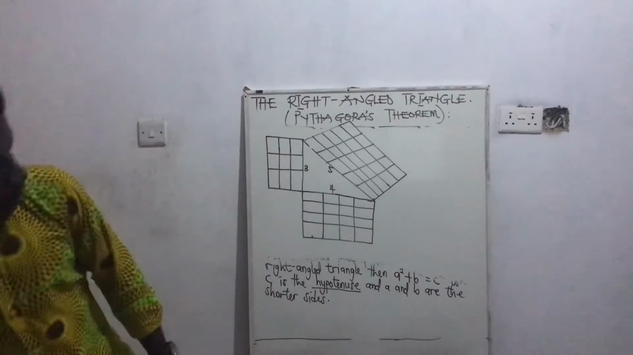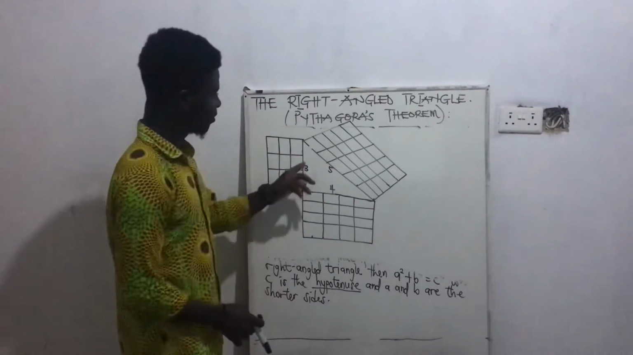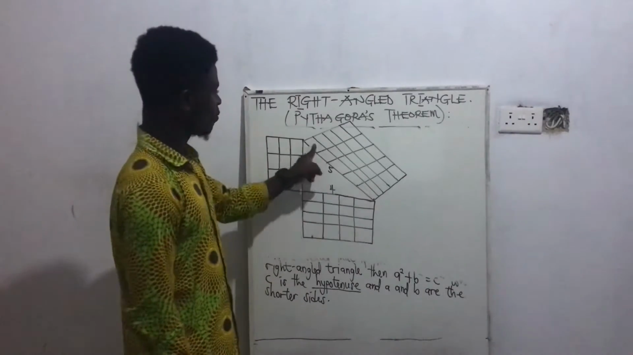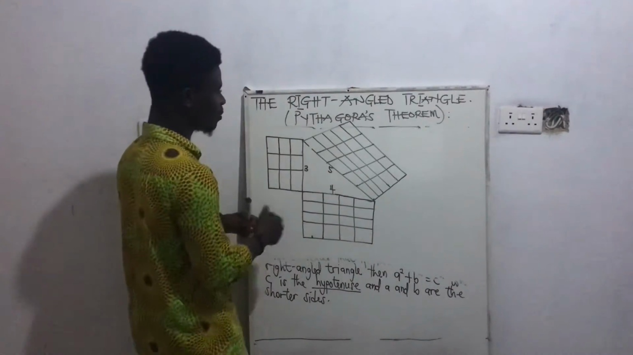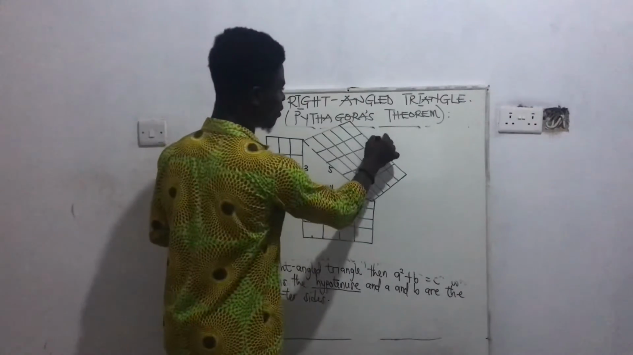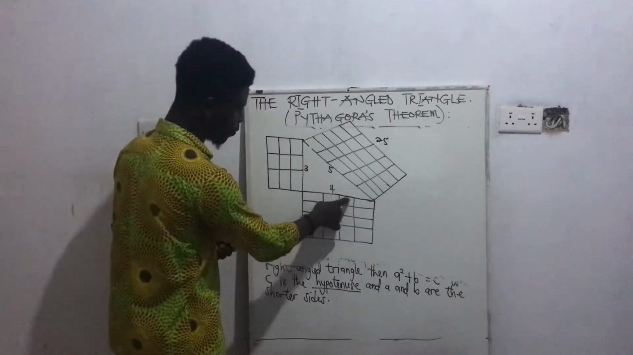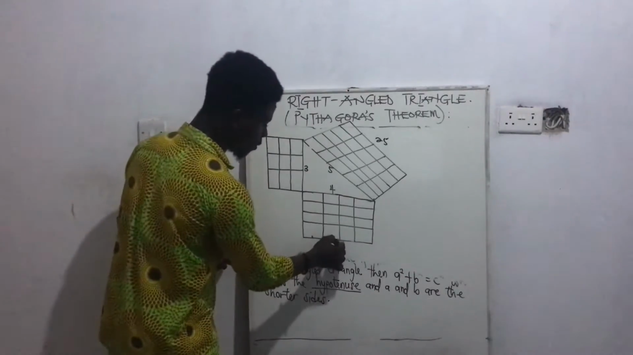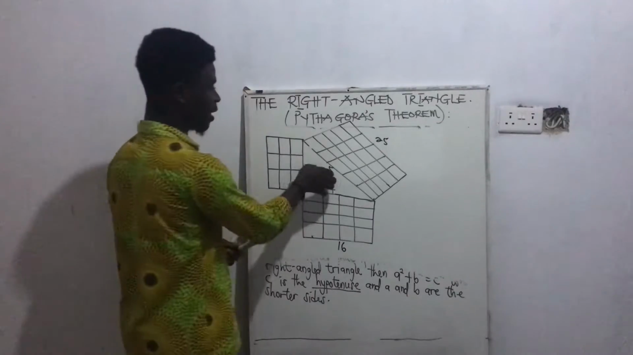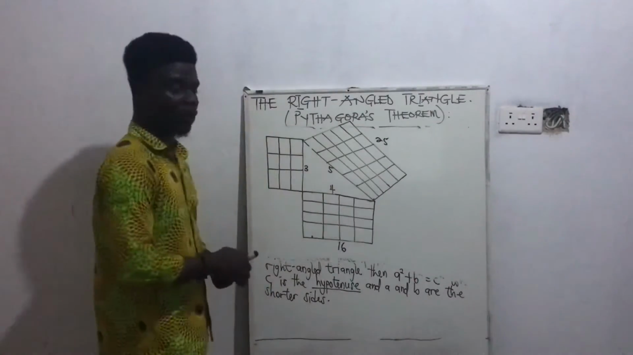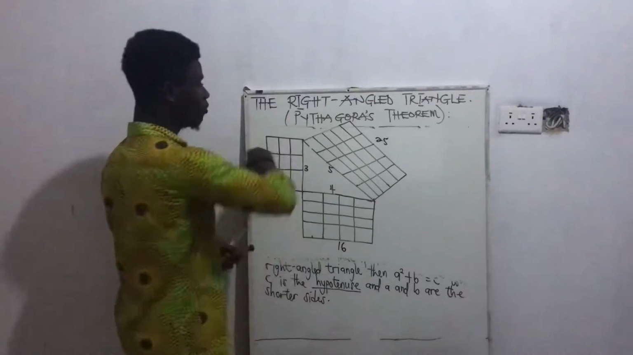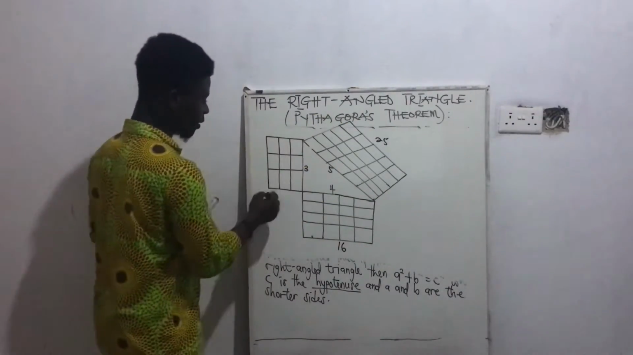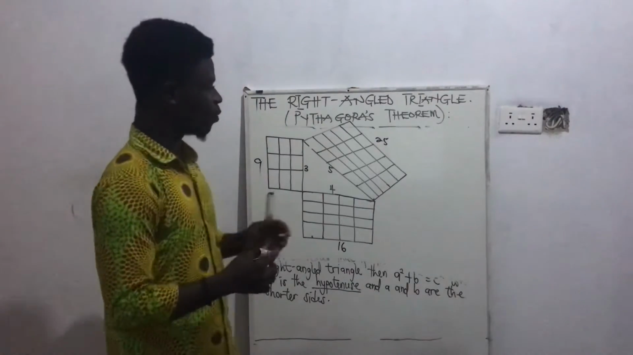So now, let's see. 1, 2, 3, 4, 5. 5 squares here. So that means the total squares here is 25. Here, 1, 2, 3, 4, so the total squares here is 16, right? 4 times 4 is 16. Here, 5 times 5 is 25, because of the column and the row. And here, 1, 2, 3. So 3 times 3 is 9.